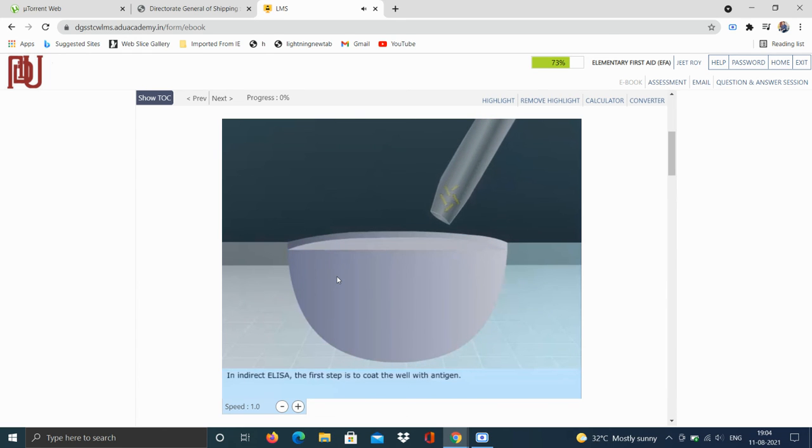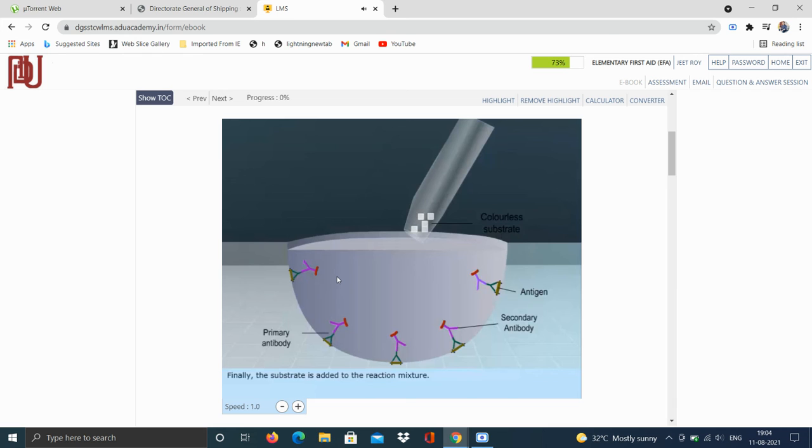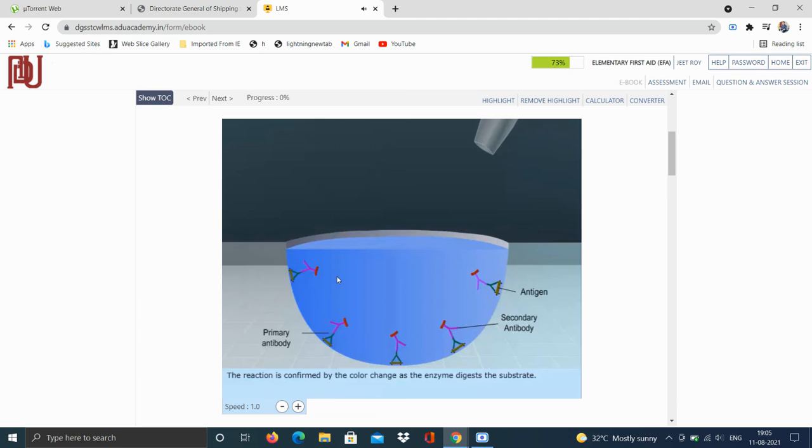In indirect ELISA, the first step is to coat the well with antigen. It is then washed with the sample suspected to contain antibody. To detect the antigen-bound antibody, an enzyme-coded secondary antibody is introduced. This is bound with an enzyme which attaches to the constant region of the primary antibody. Finally, the substrate is added to the reaction mixture. The reaction is confirmed by the color change as the enzyme digests the substrate.